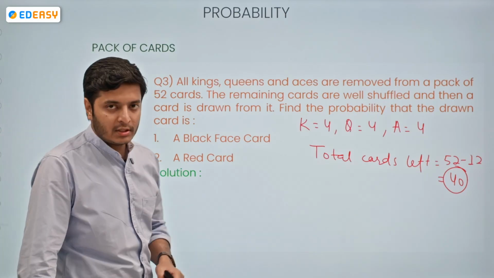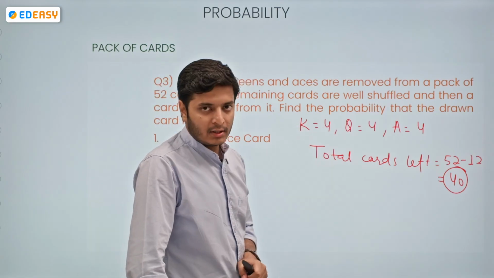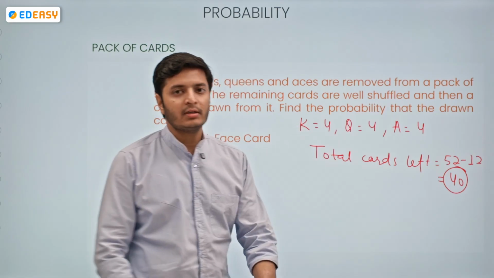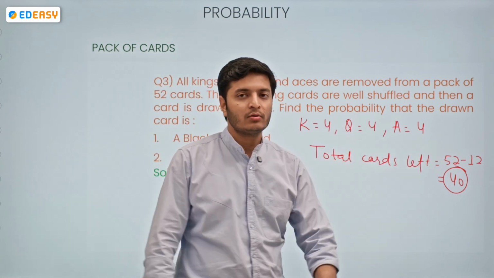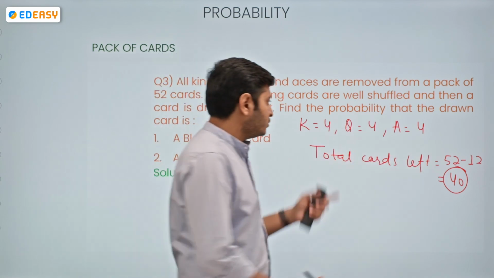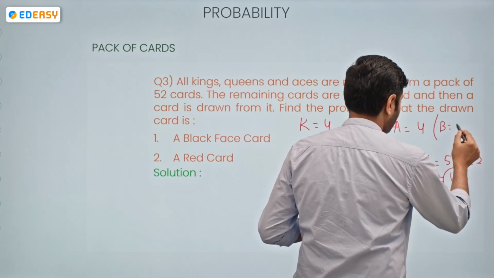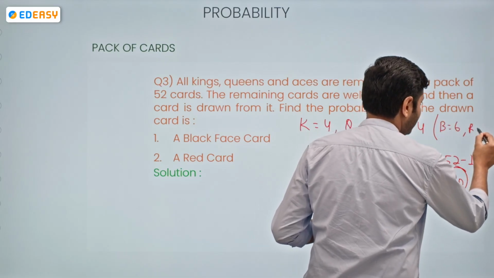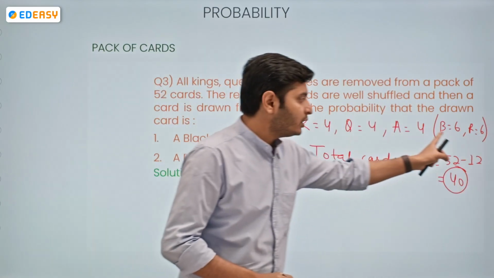Out of these 40, you need to understand one more thing. Kings are 4, correct? But out of these 4 kings, 2 are red kings, 2 are black kings. Same goes for queens, same goes for aces also. So, we are actually removing 6 black cards and 6 red cards. This also you need to keep in mind.